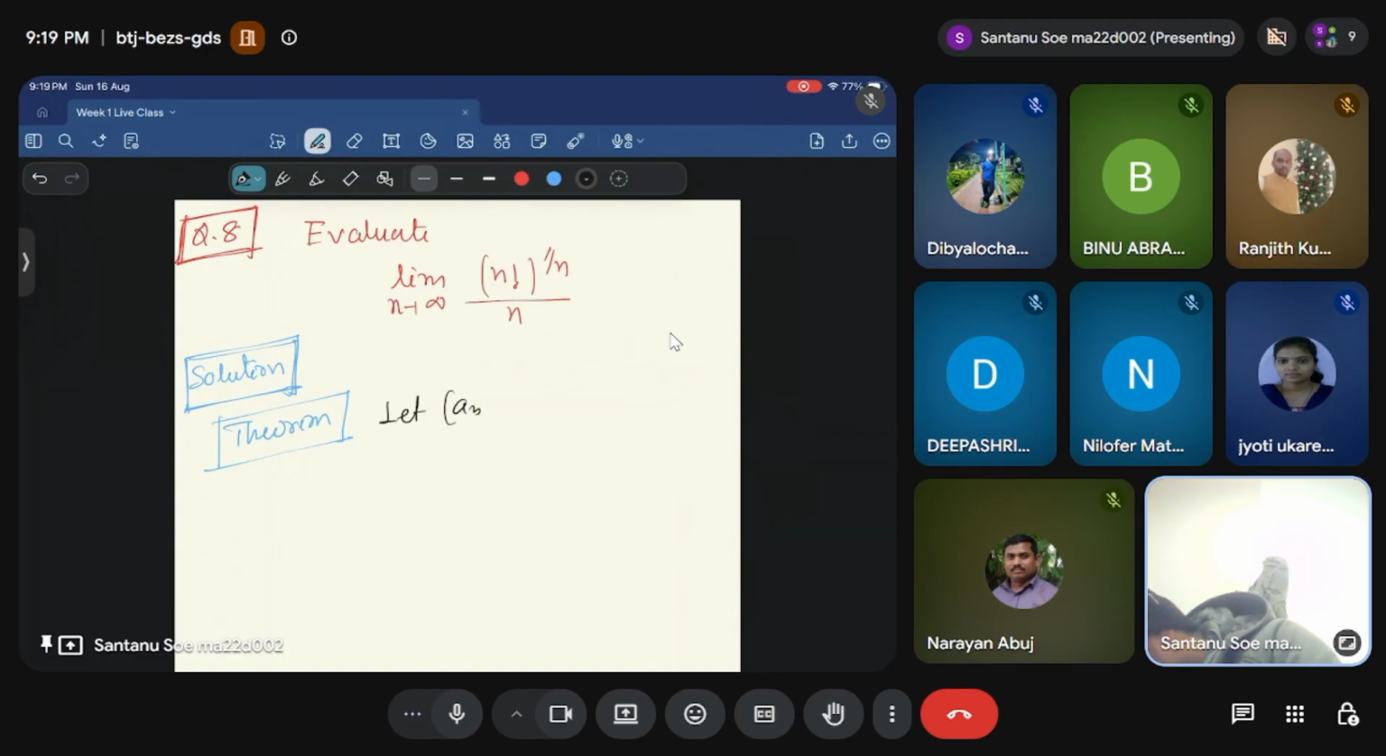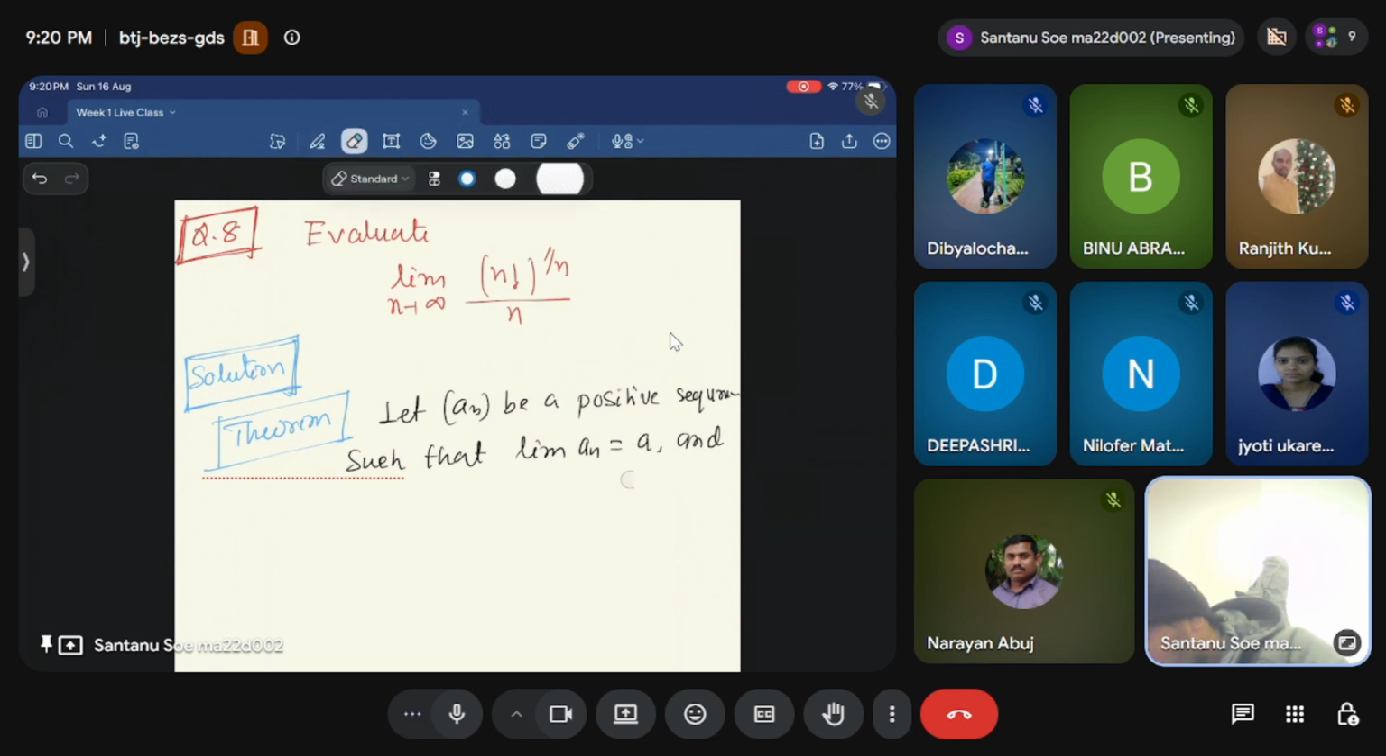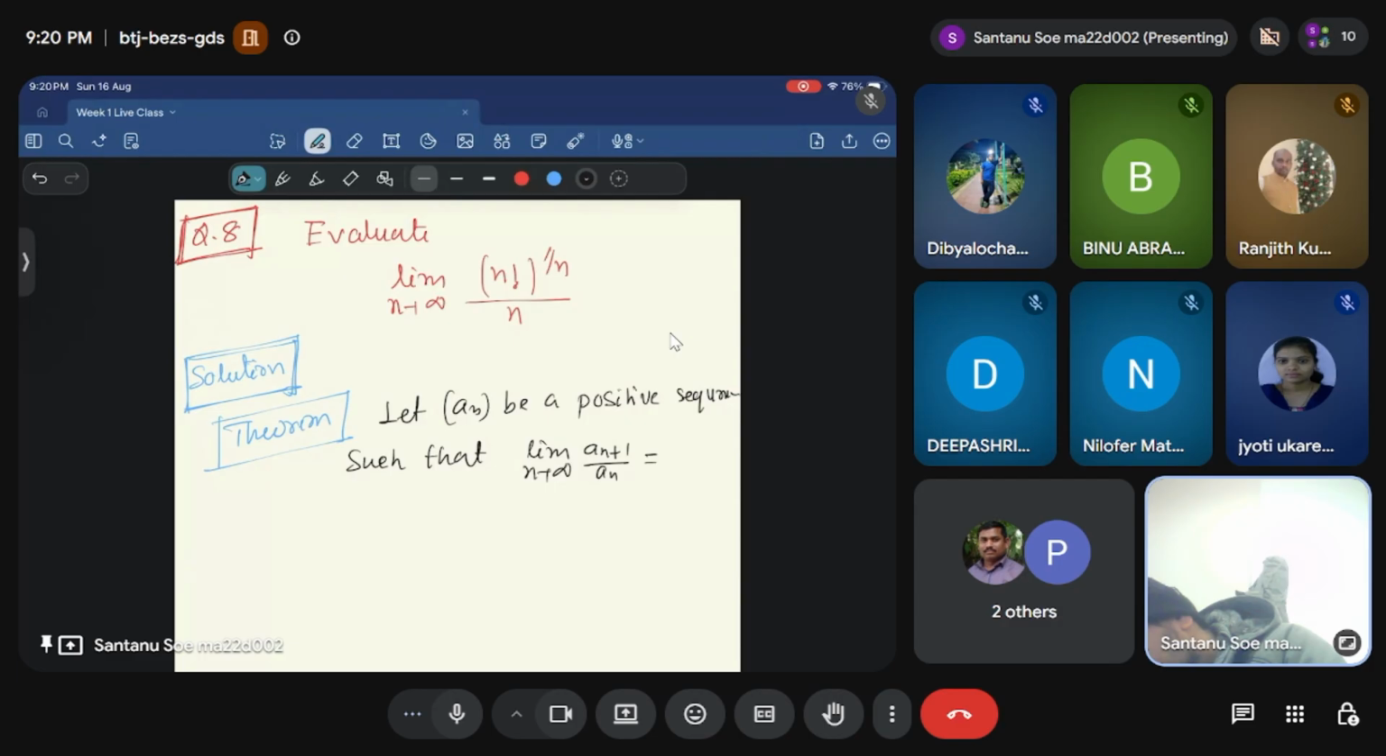So let a_n be a positive sequence such that limit of a_n is a, and limit of a_{n+1} divided by a_n is a, then limit of a_n to the power 1 by n is also a. Okay, so you have to use this theorem.